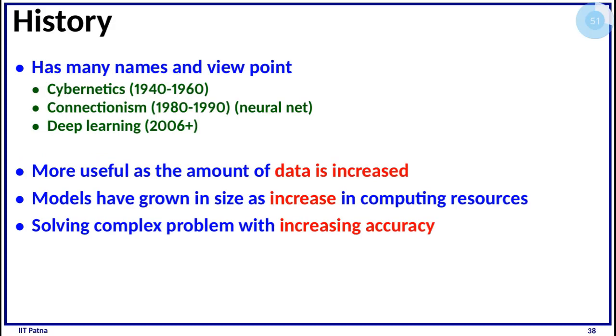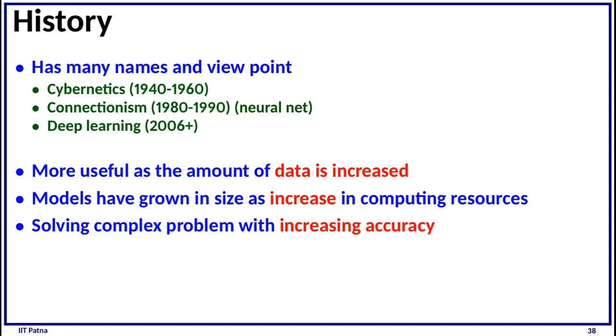So the concept of neural network existed since long ago. It had different names at different time points. Like in the early 40s and 50s, it was named cybernetics. Then it became popular once again in the 80s, and people used to call it connectionism or the neural net. And then the popularity went down a little bit after the 90s, and again it became popular from 2006 onwards.